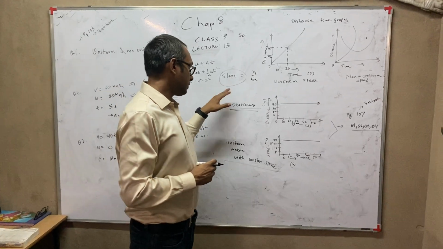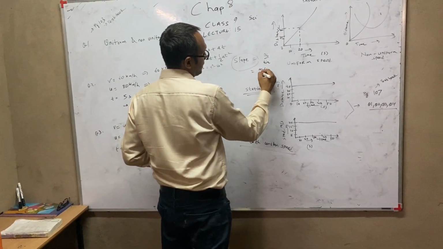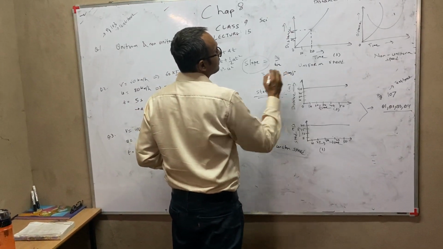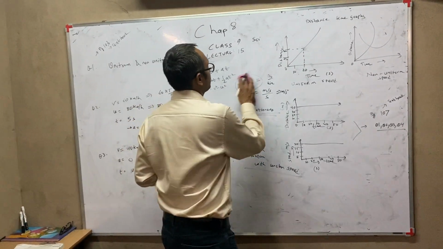Similarly, the slope of a velocity time graph, if velocity's unit is meter per second and time is second, so what do you get? Meter per second square. So the slope of a velocity time graph will give us acceleration.